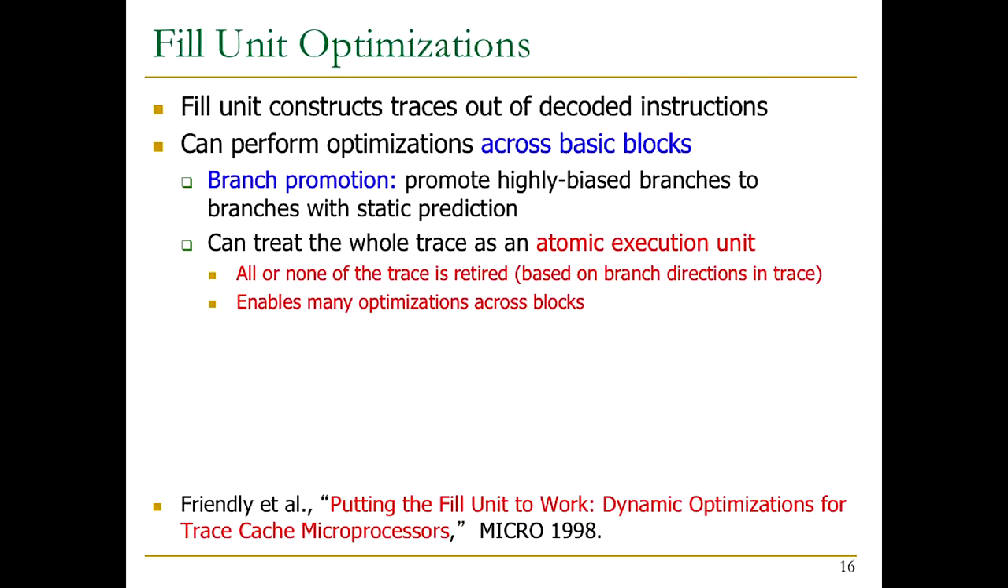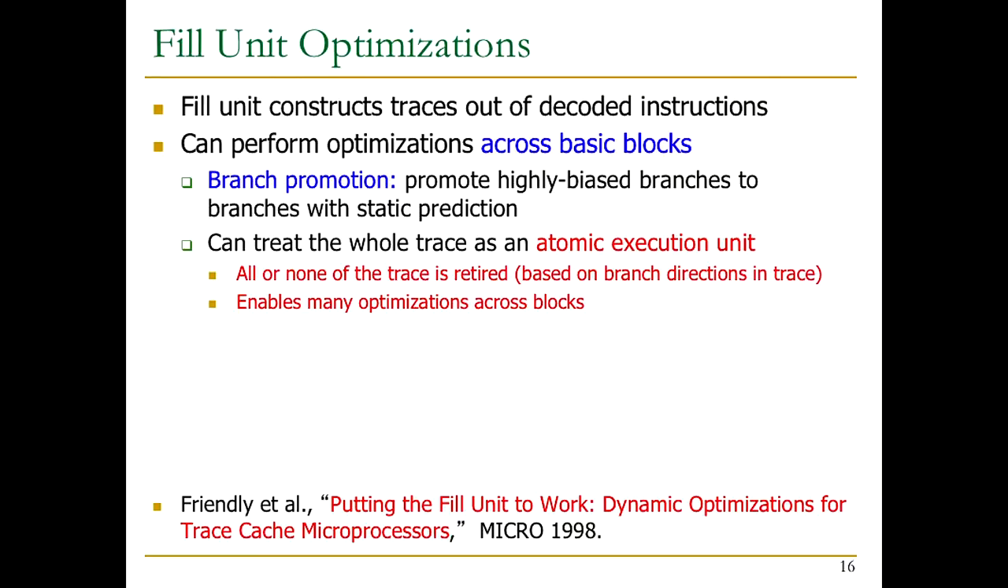But beyond branch promotion, you can treat the whole trace as an atomic execution unit. You can say, when I start this trace, I'm going to execute it to the end. And if for some reason that's not true, meaning that I predicted, I fetched the wrong trace, I'm going to go to the beginning and start executing it slowly. That's the idea. Atomic means either all or none of something is executed. All or none of the trace is retired. If all of the branch directions are correct, then you can retire the entire trace.